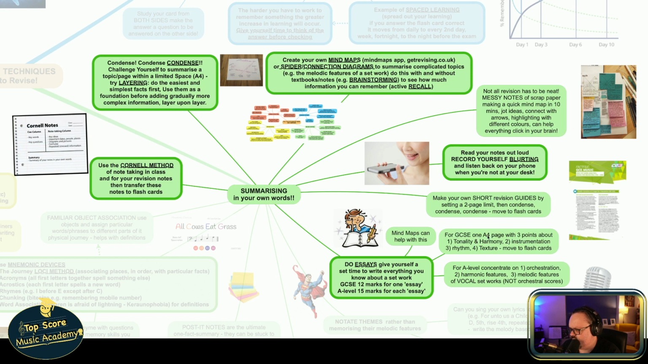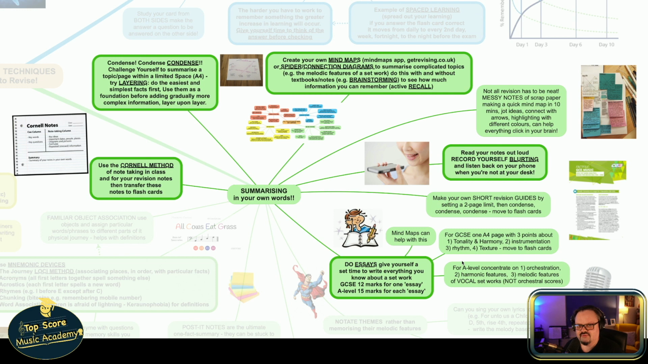For GCSE, one A4 page with about 3 points about tonality and harmony. Again, this is all music. Instruments used, rhythms that are used, texture. Move all of this to flashcards. And A level, it's almost the same. So there's a couple of wee things when it comes to doing essays that you should test yourself on. Most of it does tend to be, can you brainstorm the ideas and then reorganize them into an extended writing format.